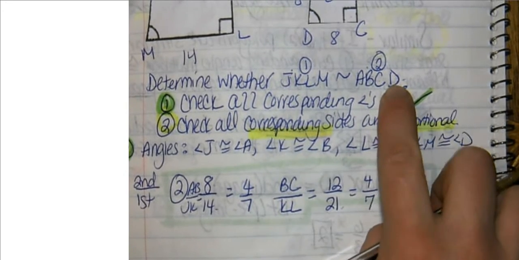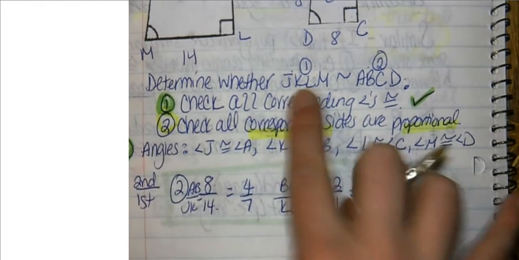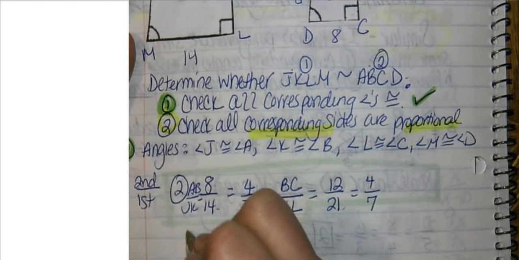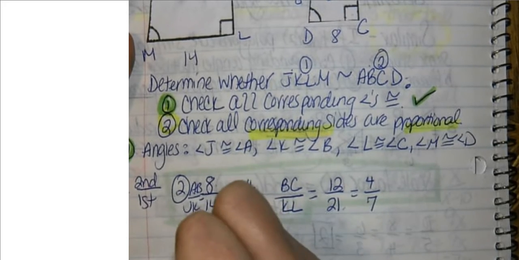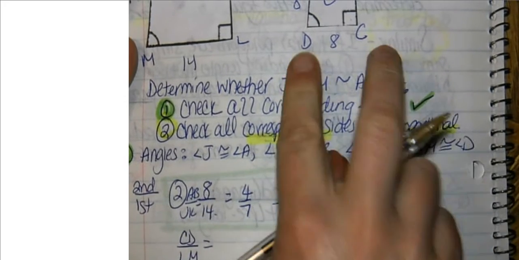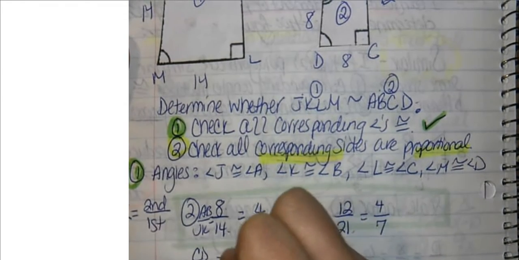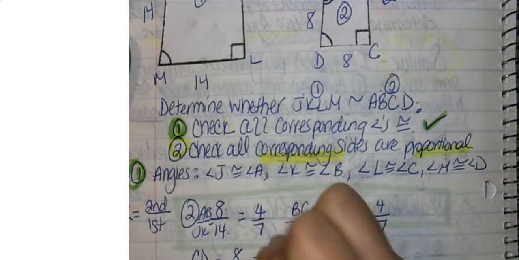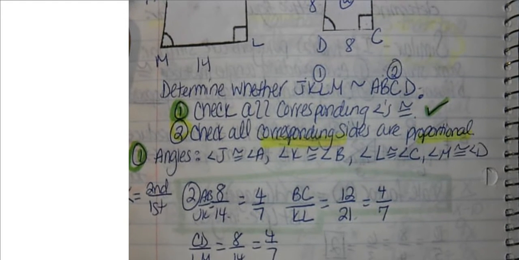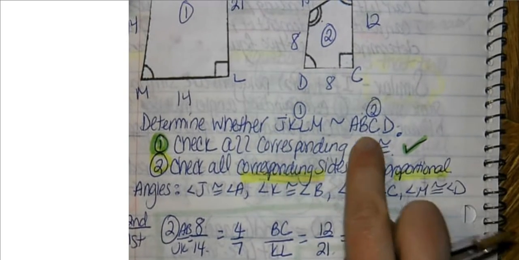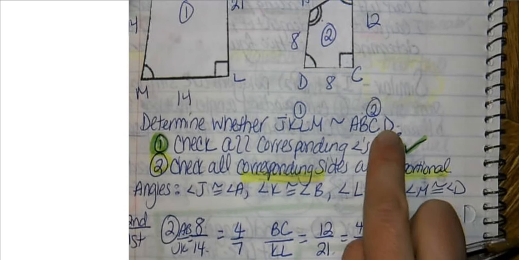It's all about what came second over what came first, so I need to look at CD divided by LM. So CD, once again, is 8, and LM is 14. And we know that 8 over 14 simplifies to 4/7. And finally, we have JM, and we want to compare it with AD. And remember, it's all about what came second over what came first.